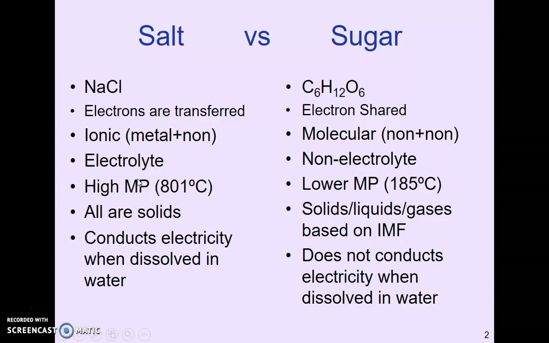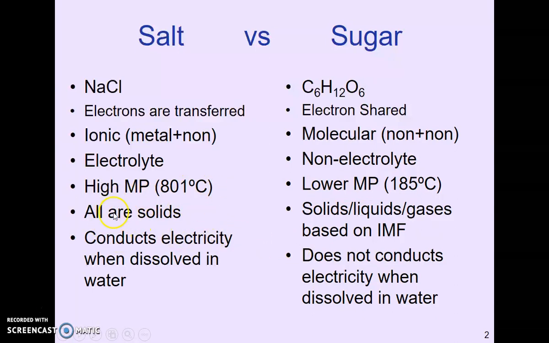Ionic compounds have extremely high melting points. And the reason why, which we're going to talk about at the very end of this unit, is because ionic compounds have really, really high interparticle forces. So salts, or ionic compounds, are very, very hard to melt. Covalent compounds have lower melting points, and it's because, in general, they have weaker interparticle forces than ionic compounds.